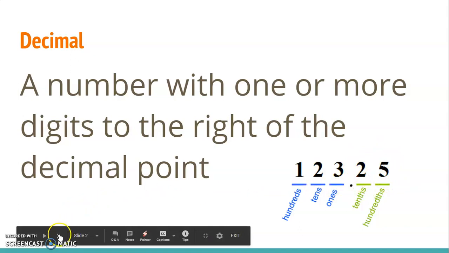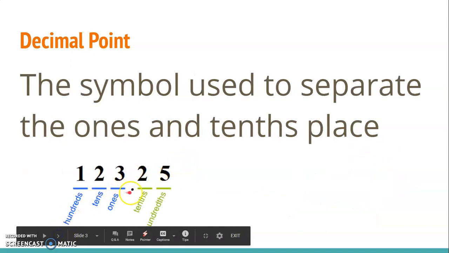And a decimal point is the symbol used to separate the ones and tenths place. So here's our ones place and our tenths place, and we know that these are our decimals because of this decimal point. And if you ever have to write a decimal point, you just use a period. But it's specifically defined as a symbol used to separate the ones and tenths place. Tenths with TH, not tens, the tenths.